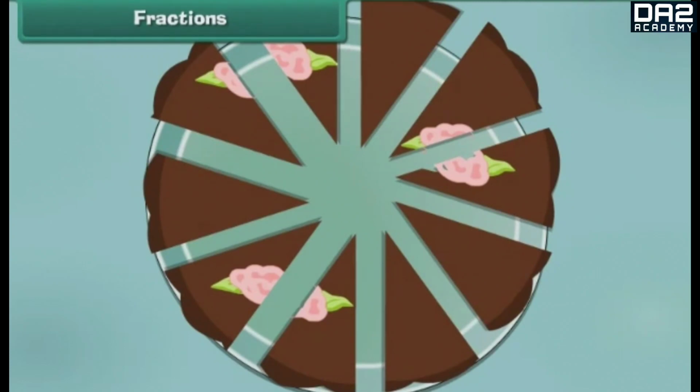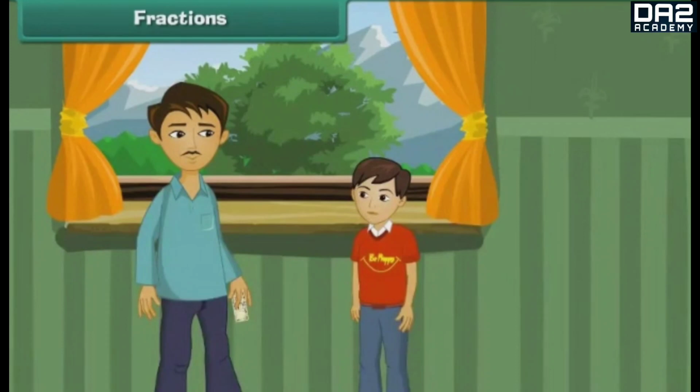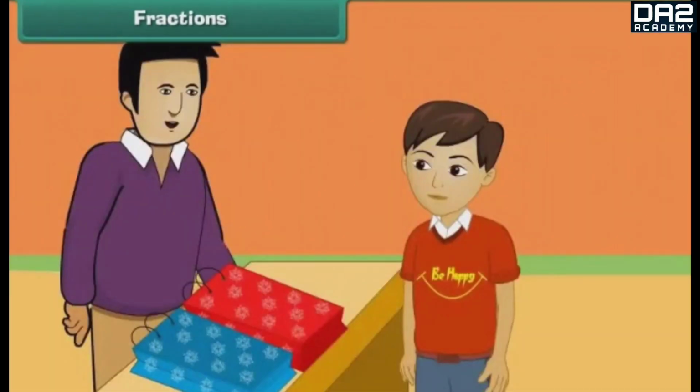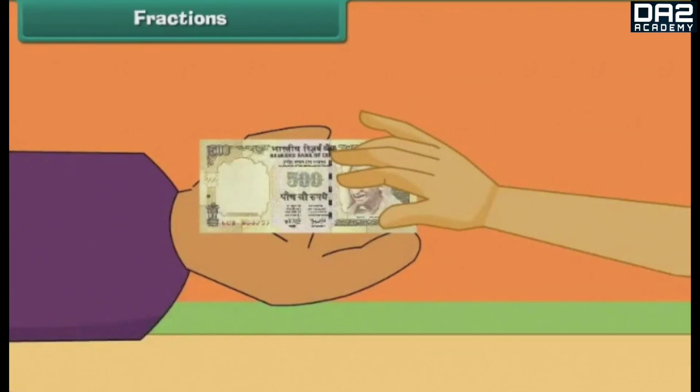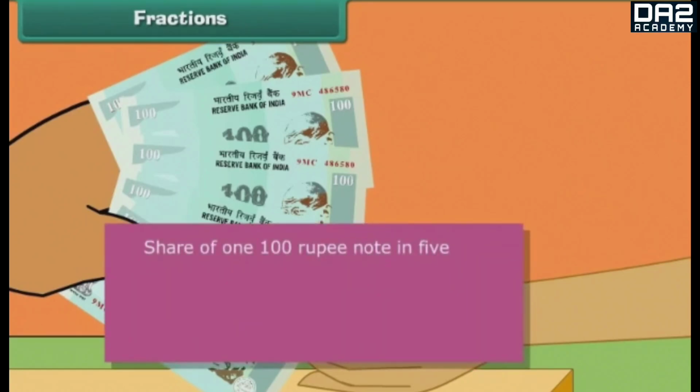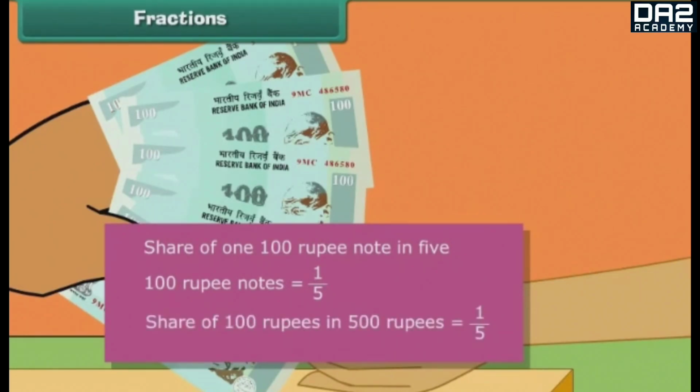Consider another example. Rishabh's father sends him to a nearby shop to get a 500 rupee note exchanged for 100 rupee notes. The shopkeeper accepts the 500 rupee note and gives five 100 rupee notes in return. Each 100 rupee note is one out of the five notes. Therefore, 100 rupees constitutes 1/5 of 500 rupees.